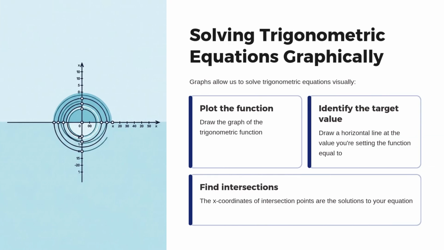Solving trigonometric equations graphically. Graphs allow us to solve trigonometric equations visually. Plot the function. Draw the graph of the trigonometric function. Identify the target value. Draw a horizontal line at the value you're setting the function equal to. Find intersections. The x-coordinates of intersection points are the solutions to your equation.